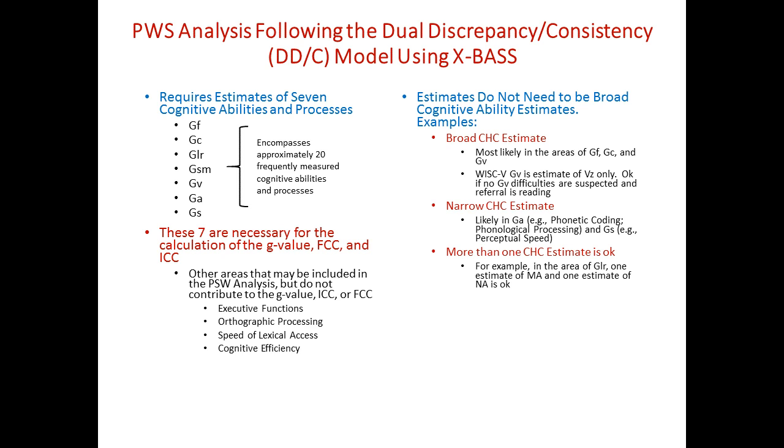Now, I also want to make it clear that there's really not a need to have broad cognitive ability estimates in all areas. Backing up to the early 2000s and the way that tests were constructed back then and the way that we were talking about cross-battery back then and the way that the research was unfolding back then, the focus was at the broad ability level. So it was really important to try to strive for 2 qualitatively different indicators of each broad ability so that the aggregate or the composite could be interpreted appropriately.